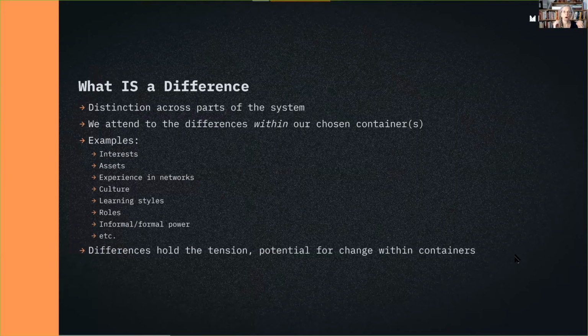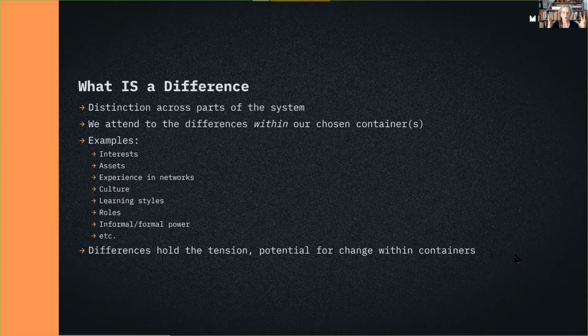Differences are distinctions across parts of the system. When we're talking about differences with the CDE model, we're talking about differences within the container that we're focusing on. For instance, right now we're focusing on a container of social system mapping and social transformation networks. So the differences within our map or within our network that we're trying to develop are the differences that we're looking at.